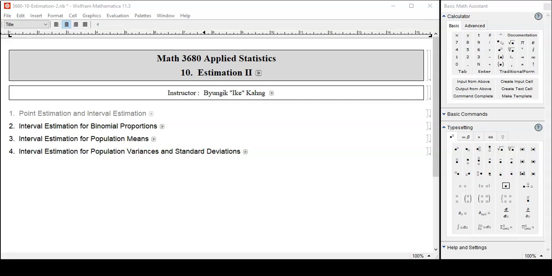Hello students, welcome back. Let's go to section 3 now, interval estimation for population means. Here, we can see this distinction to the full.